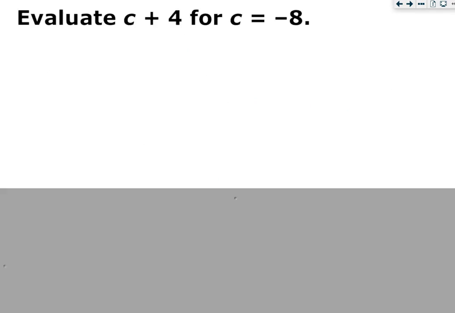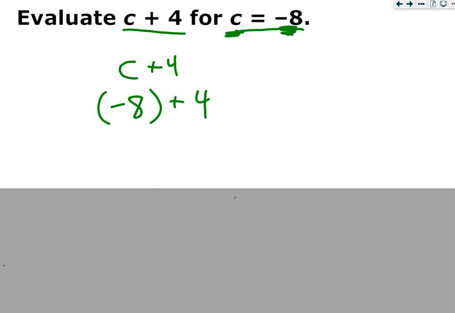All right, now the last thing we're going to talk about today is evaluating expressions. So the expression c plus 4 has a variable in it, c. If you look later on in our sentence here, it says c is equal to a negative 8. So what I'd like us to do is to rewrite the original expression and then substitute negative 8 in for our variable c, giving us negative 8 plus 4. And I always like to put it in parentheses whenever I substitute.